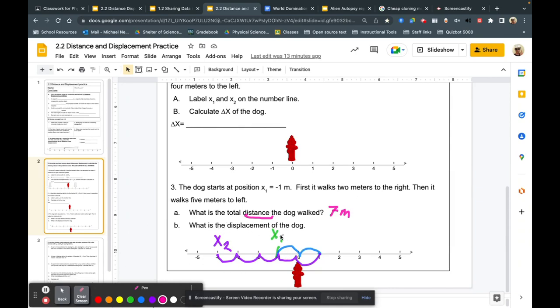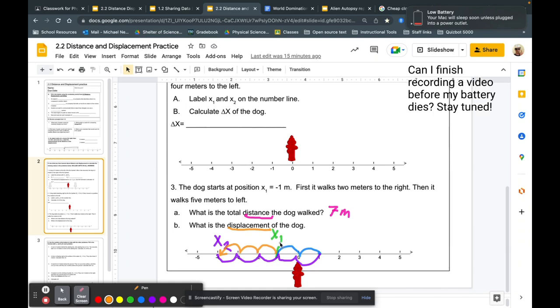The displacement is a little bit different because it is just the separation between your starting point and your ending point. So when we're finding displacement, we're at x sub 1 and moving to x sub 2. Use your formula the same way you did on the previous problems to solve this question.